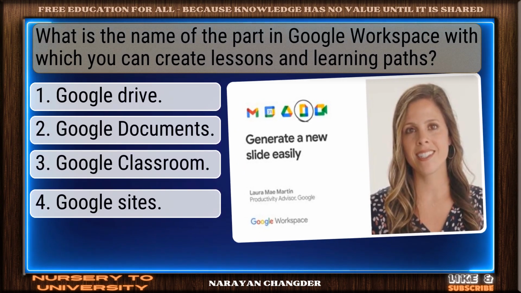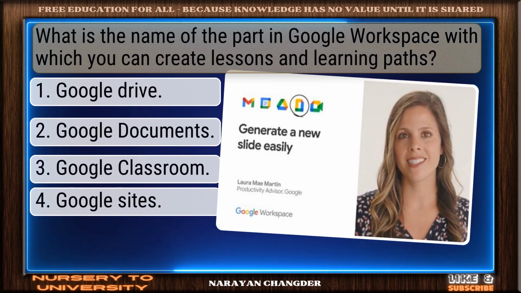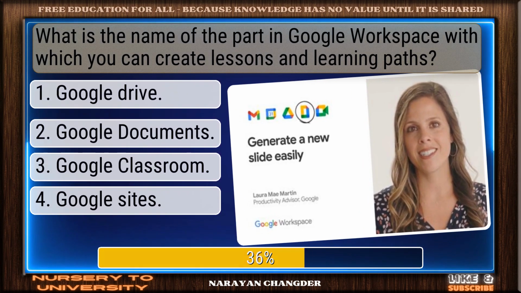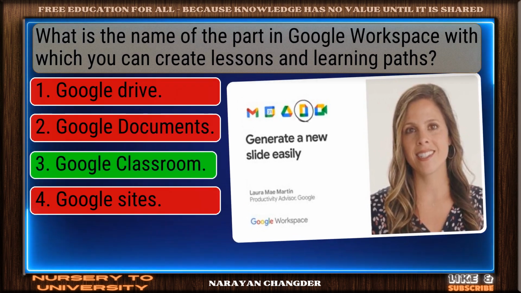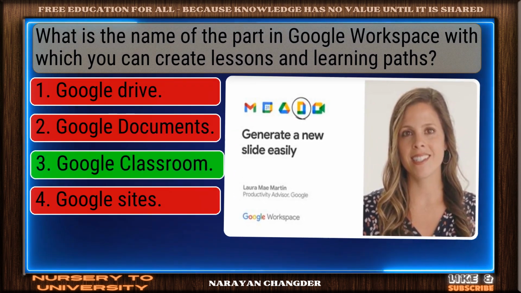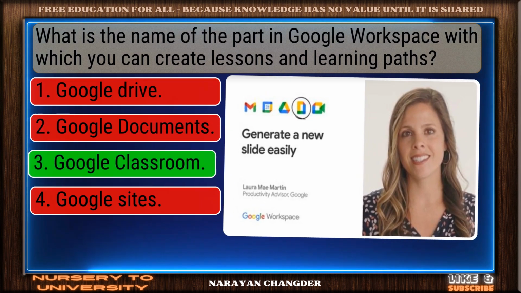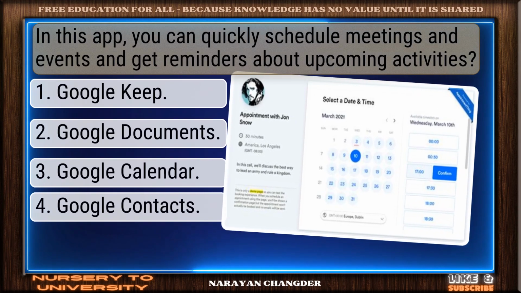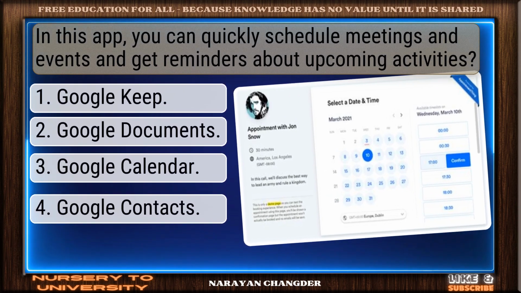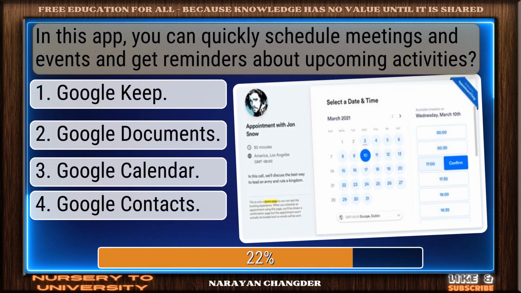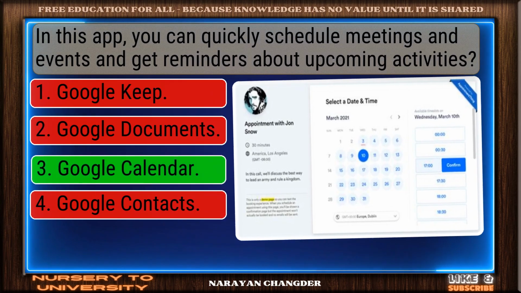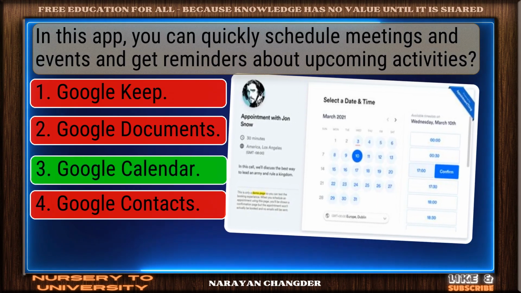What is the name of the part in Google Workspace with which you can create lessons and learning paths? Smart pick. Google Classroom is the correct choice. In this app, you can quickly schedule meetings and events and get reminders about upcoming activities. Well picked. Google Calendar is the correct answer.